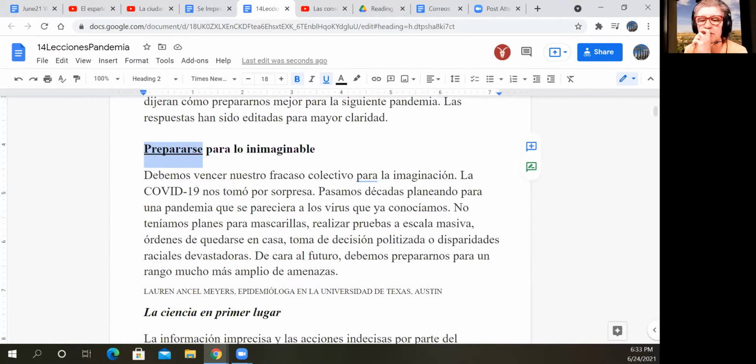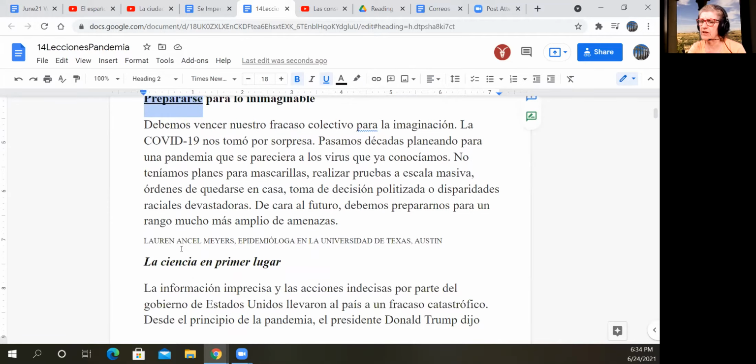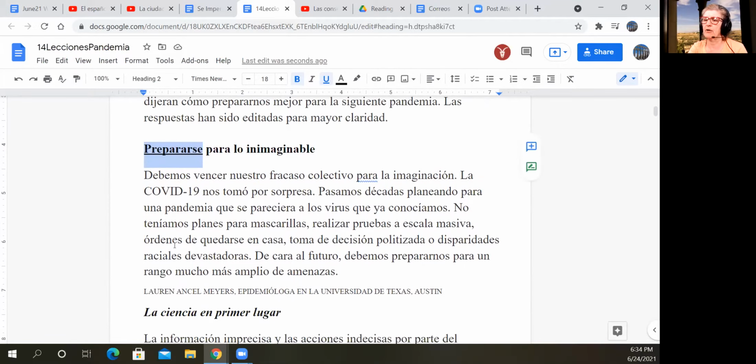Sí, Dorotea, dime. ¿Es posible, dice, say, preparar? Sí, se puede, you could. They chose to leave this as an infinitive. Preparing oneself for the unimaginable. I think because it's a title, porque es titular, sí. Okay, okay. Son lecciones de pandemico. Así, to prepare oneself. That's one of the lessons, is to prepare oneself for the unimaginable.